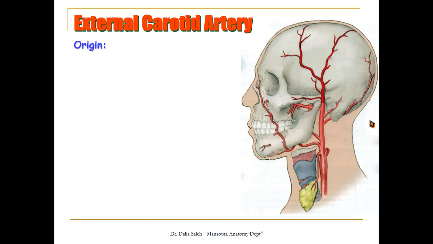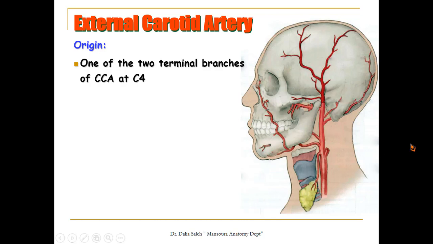So its origin, like we said before, it originates as one of the two terminal branches of the common carotid artery at the level of the fourth cervical vertebra or at the level of the upper border of the thyroid cartilage. This is the thyroid cartilage, or this is the larynx, and this is the thyroid cartilage. So this is the upper border of the thyroid cartilage, and you can see that the external carotid artery arises at this level.